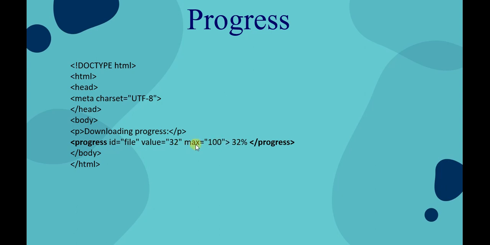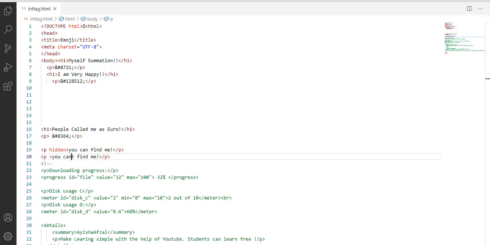Okay, what's the maximum for progress? 100, that is 100%. What is the value? Now we are representing up to 32. Okay, that's what the value is, 32. Okay, let's see how this works.